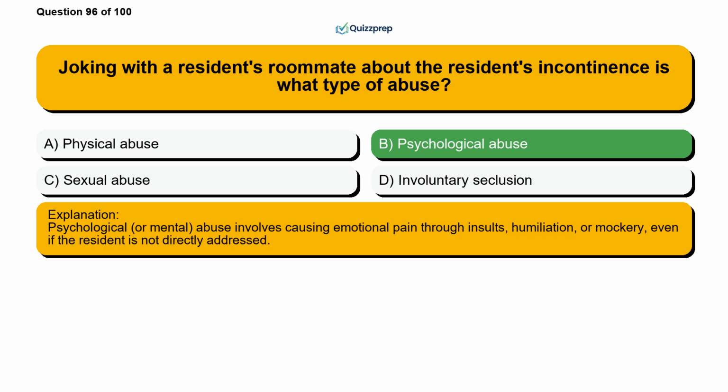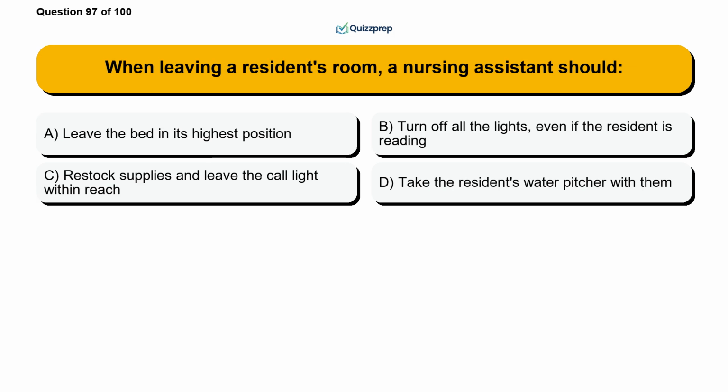Psychological, or mental, abuse involves causing emotional pain through insults, humiliation, or mockery, even if the resident is not directly addressed. Question 97. When leaving a resident's room, a nursing assistant should: Option A, leave the bed in its highest position. Option B, turn off all the lights, even if the resident is reading. Option C, restock supplies and leave the call light within reach. Option D, take the resident's water pitcher with them.